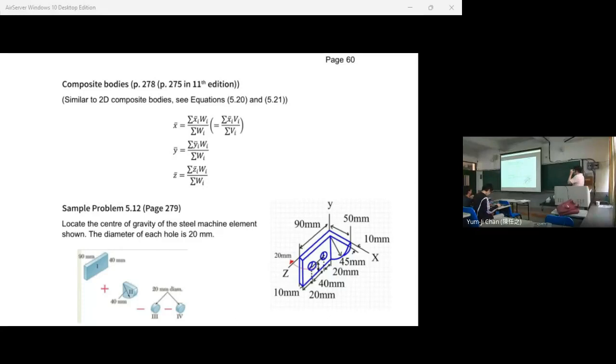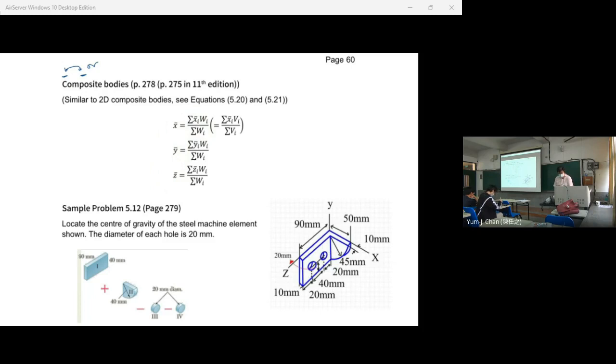So next we have composite bodies. Some people will say composite bodies. If we have a shape that consists of different parts, and we know the weight and we know the centroid, then the centroid of the composite body can be determined.